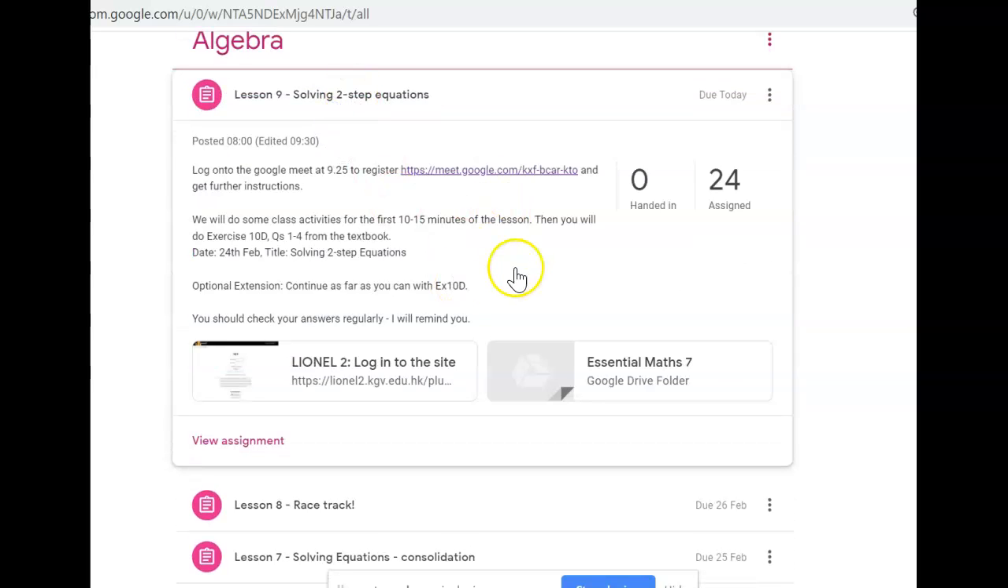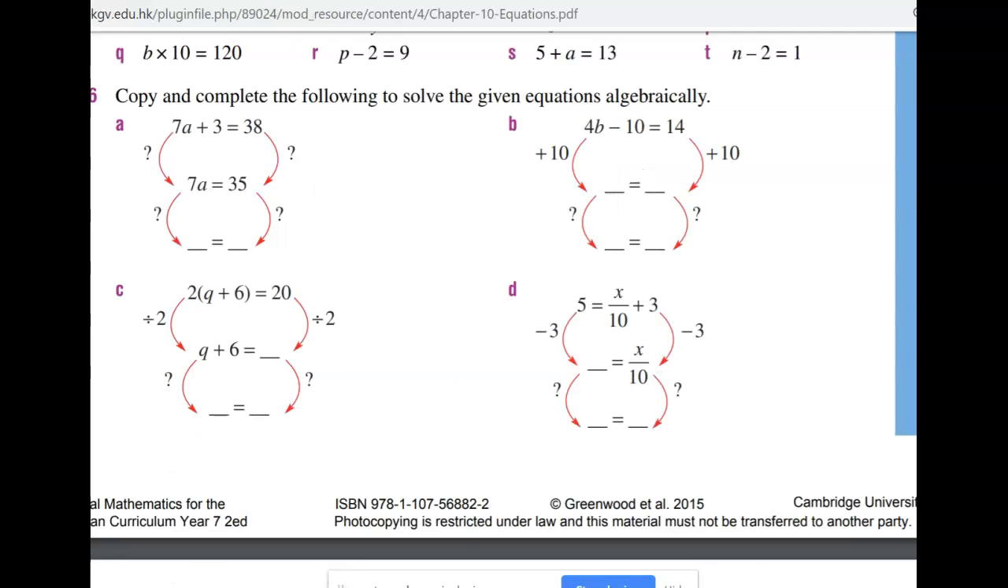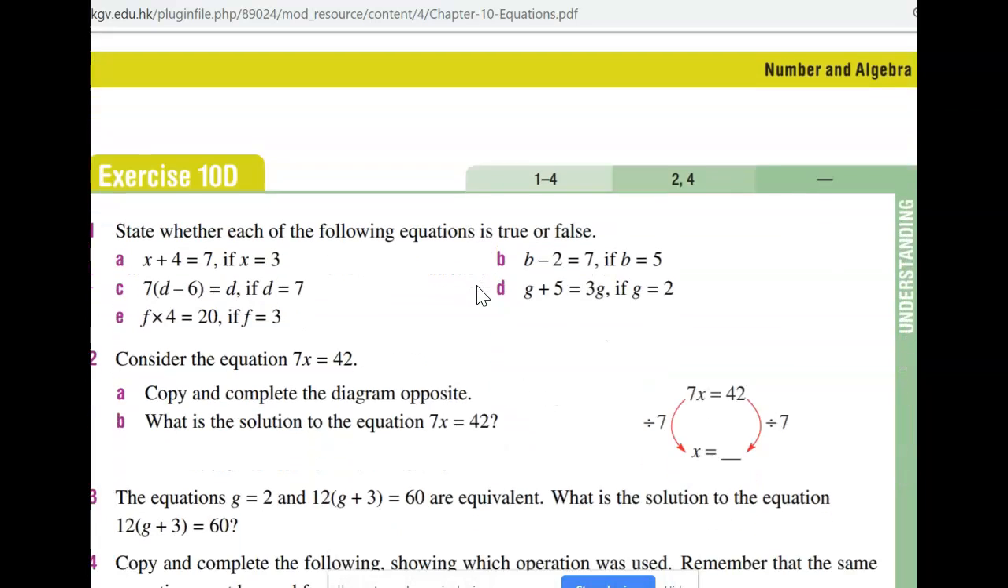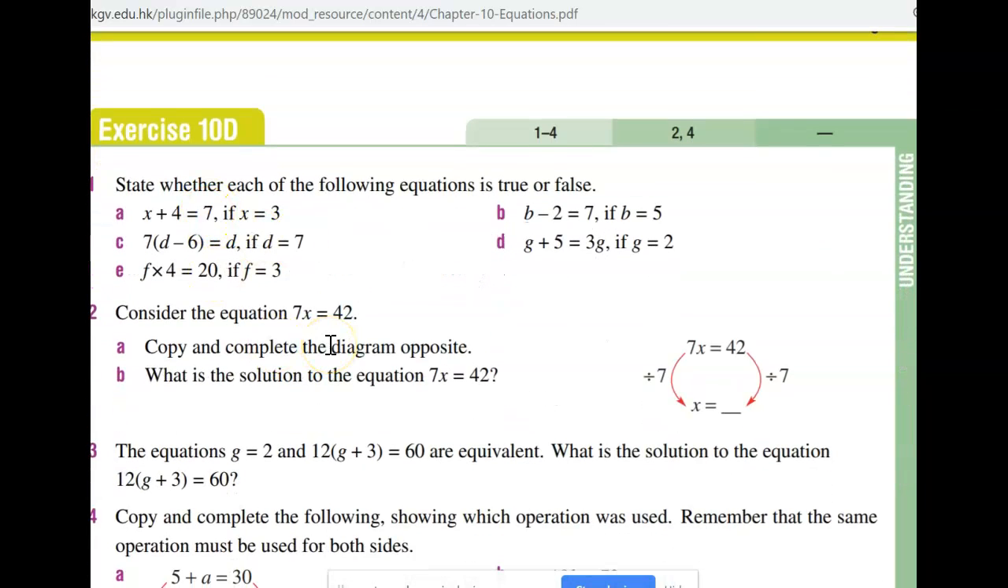the later questions do make you think more. Okay, so let's have a look at the book. Here is chapter 10 and exercise 10D. So these are the questions everyone needs to do.